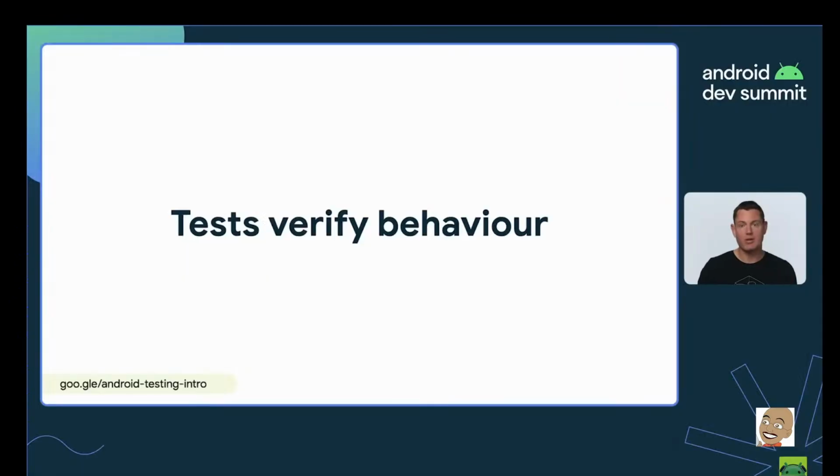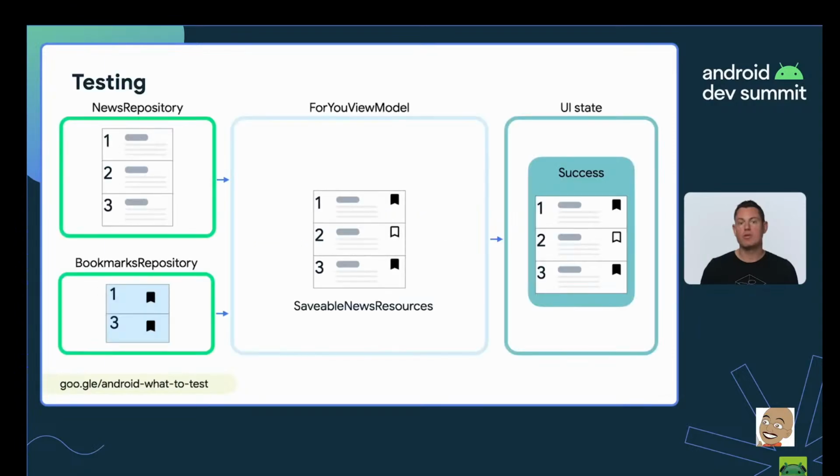I'm just going to show you how we can write a unit test and a UI test to verify the behavior for our feature. We should add tests wherever there is logic, and one of the places there's a lot of logic is in our view model. As we've seen already, it combines data from two streams and converts it into UI state. Let's write a unit test to verify this behavior.